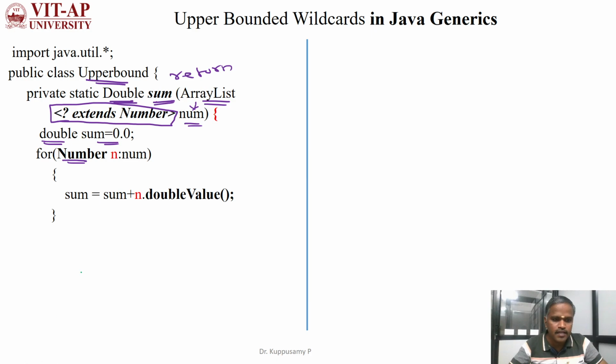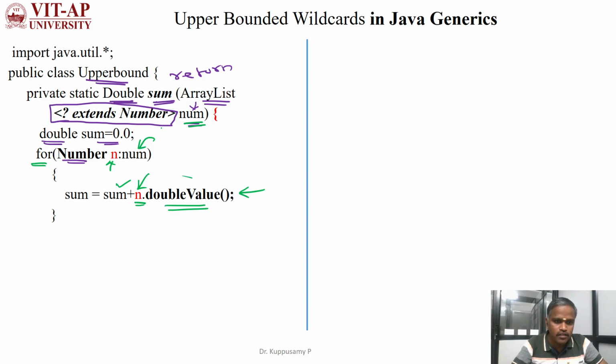In this Number class I am defining the object n. Then the data which is received from num is passed here. The numbers are received one by one using the for loop. Then when it is receiving the data, it is added to the sum after converting that n value using the doubleValue method. If you look here, this method is available in the Number class.